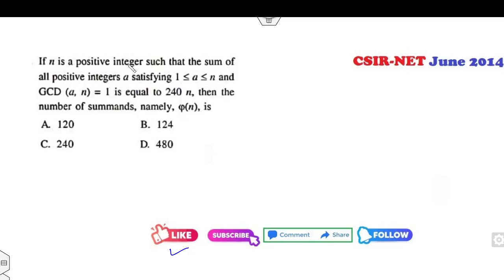Let n be a positive integer such that the sum of all those positive integers a which lie between this and the GCD of a and n is 1. You know what that number is? That is the definition of phi of n.